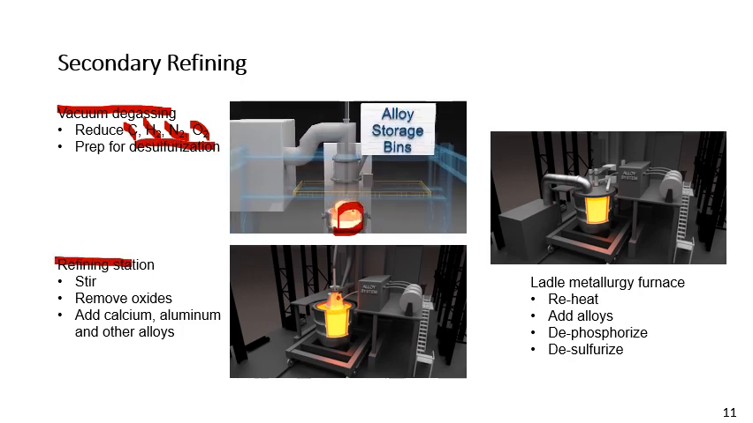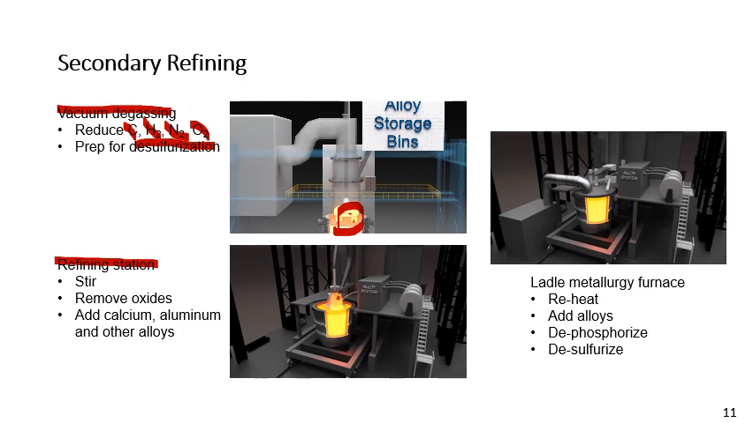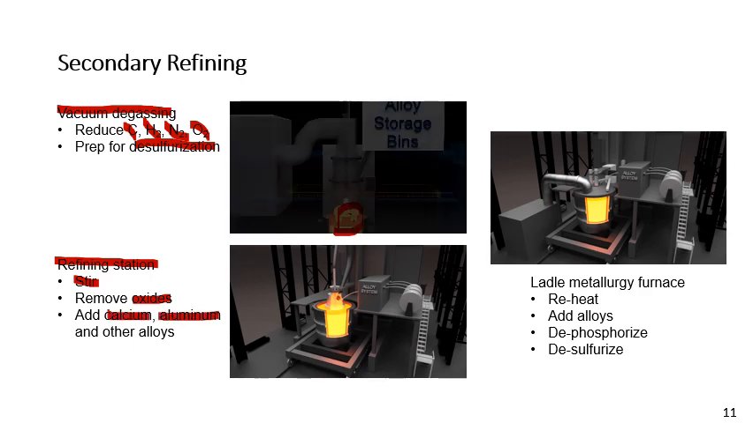Secondly, we have a refining station diagram here where the liquid steel can be stirred, oxides can be removed, calcium, aluminum, and other alloying additions can be added, and also a ladle metallurgy furnace that can reheat to prepare for casting, add alloying additions. You see here, alloy systems can be added, fed in by rod to dephosphorize and desulfurize to remove those bad actors for the product.